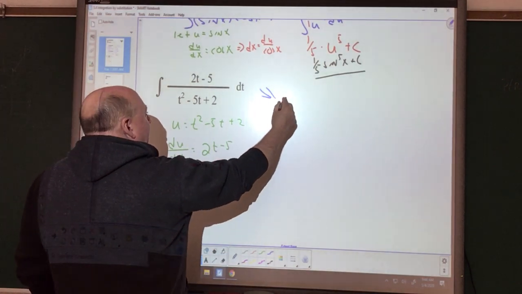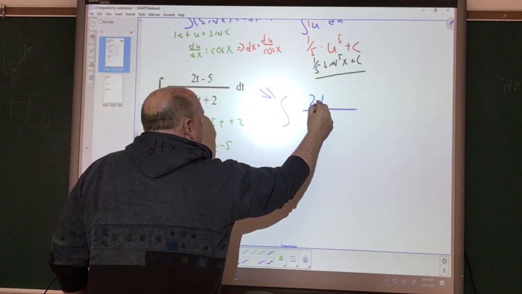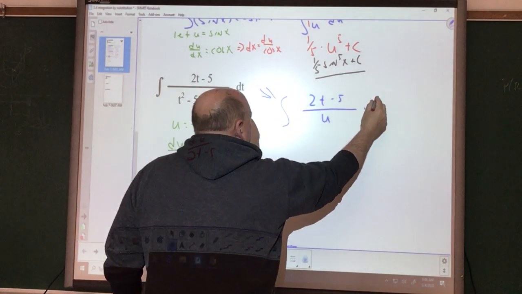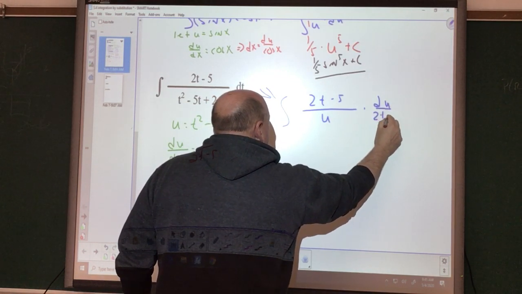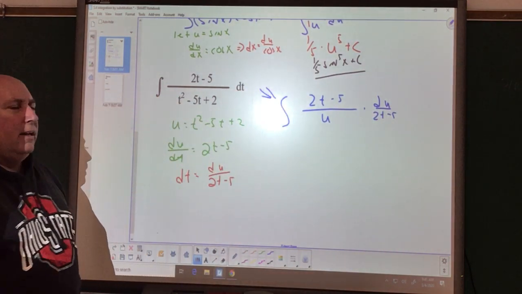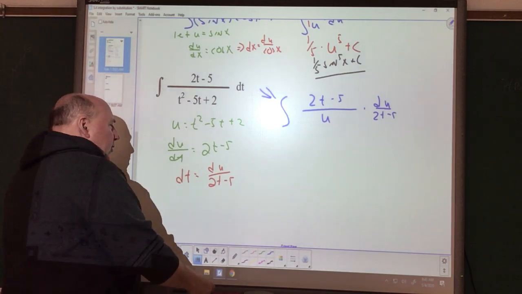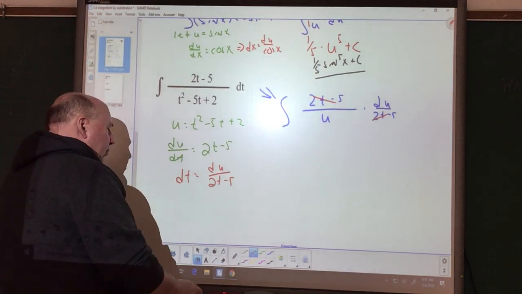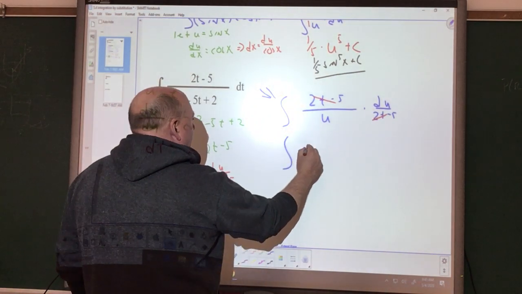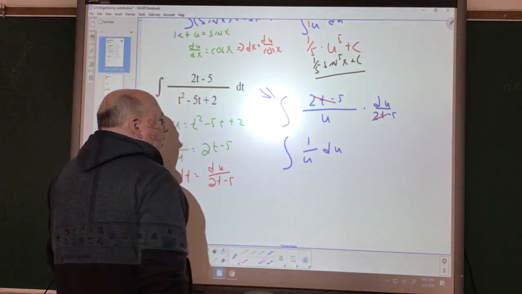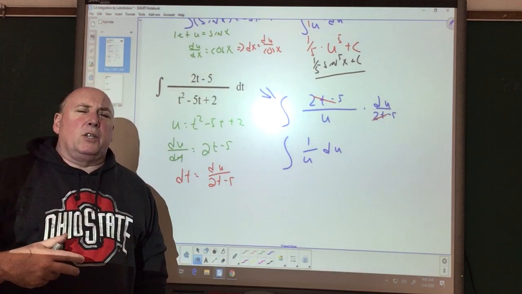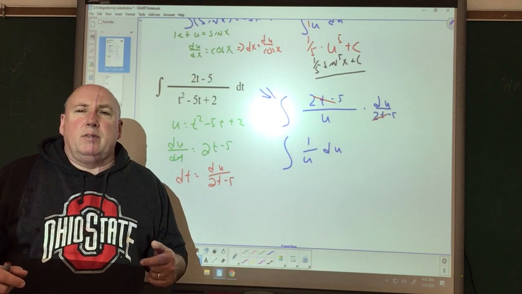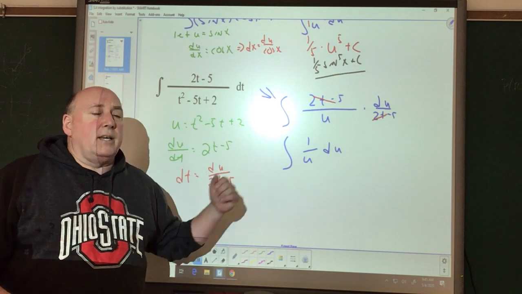So we have the antiderivative of 2t minus 5 over u times du over 2t minus 5. And once again, what so happens nicely is the 2t minus 5s cancel. So we're left with the antiderivative of 1 over u du. Now, once again, a common mistake occurs at this point: students do this and say, I'm done, I've done my canceling. No, we still have to take our antiderivative.